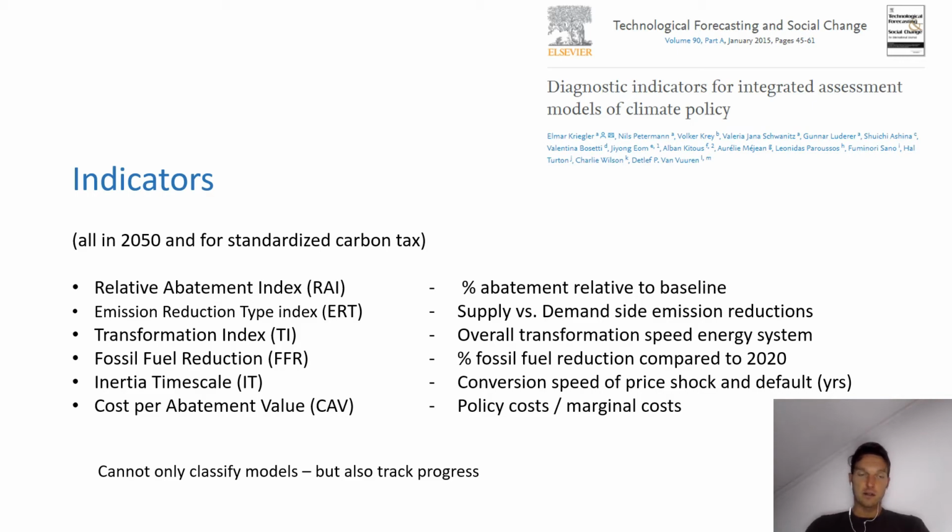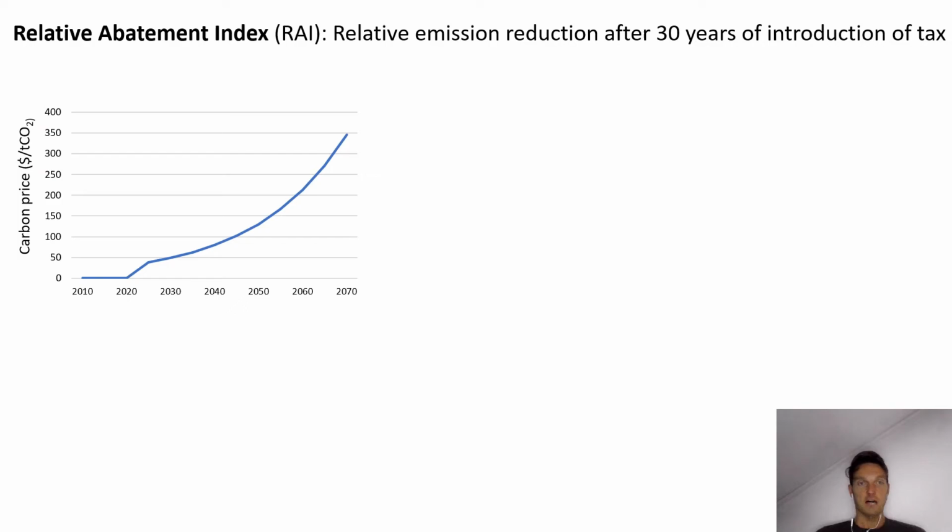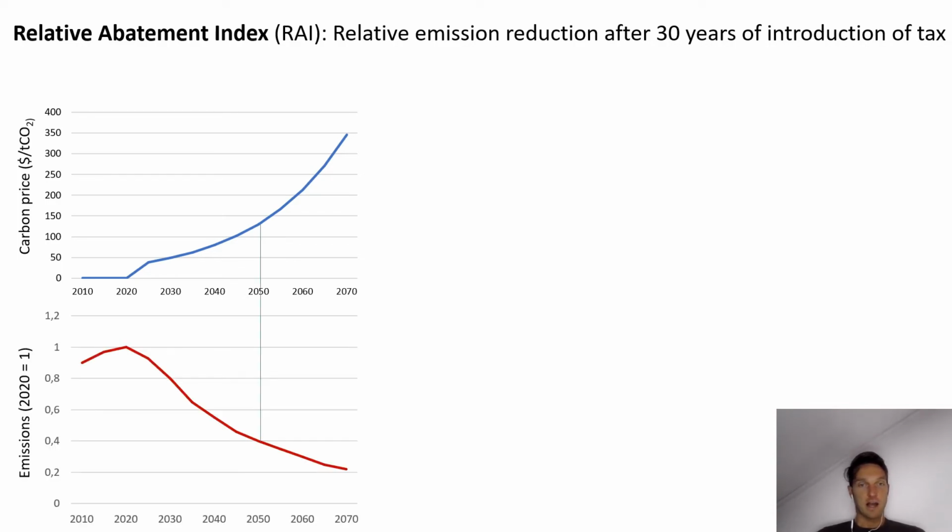And the useful part of this is that it can not only be used to classify models, but also track progress, because we look at different model versions, as you will see in the next slide. And this is just one example, the relative abatement index: the relative emission reduction after 30 years of introduction of a tax in 2050. Here you see the tax, and then obviously the reduction in that same year.